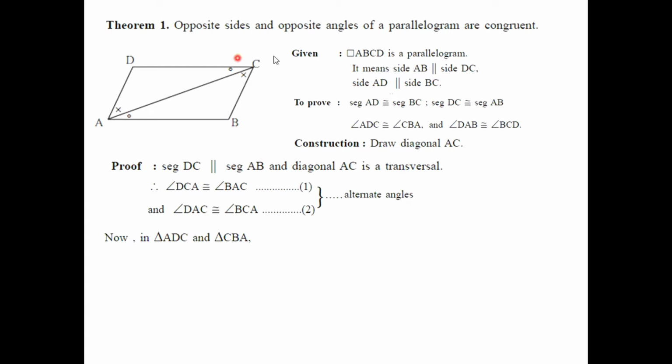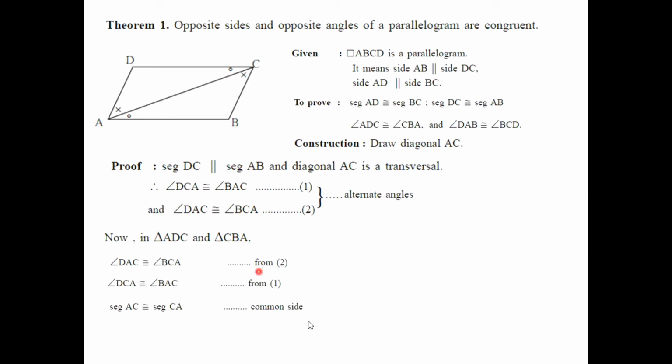Now consider triangle ADC and triangle CBA. As we can see in the diagram, we are trying to show these two triangles are congruent, but we have to consider that the correspondence must be in this way, that is triangle ADC and triangle CBA. The first component, we have angle DAC is congruent to angle BCA, as we have proved this in equation number 2. Similarly, angle DCA is congruent to angle BAC. This is because we have proved that in 1. And there is one common side, that is side AC is common for both of these two triangles.